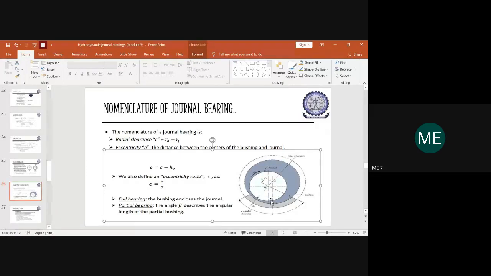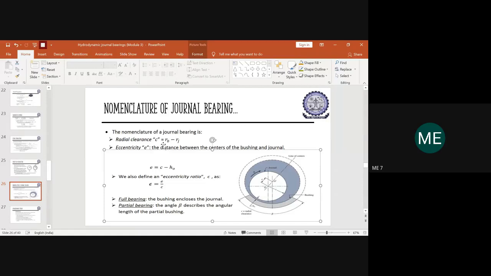If you take this distance from this center towards here, this entire distance will be the radius of our bearing, and this will be the radius of the journal. So the difference between the radius of the bearing and the journal provides us the radial clearance. This value is termed the radial clearance, which provides the difference between the journal and the bearing in a circumferential manner, and hence we call it the radial clearance.